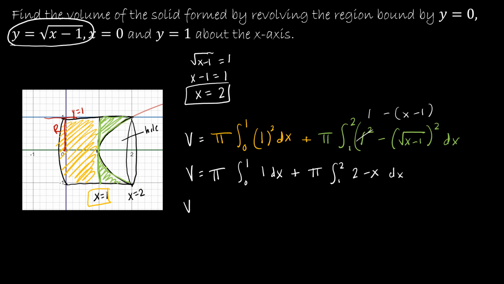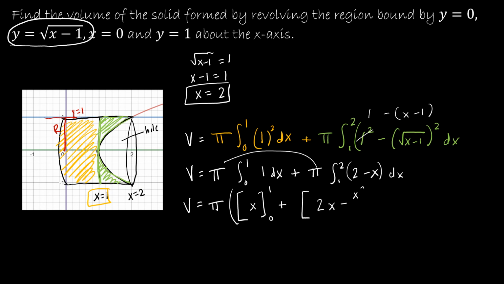And so continuing, I'll have pi, and I'm just going to take the pi outside for the entire thing, so I'm going to bring both of those pi's to the outside. If I integrate 1 dx, I just get x, and that's from 0 to 1. And then if I integrate 2 minus x, I'm going to end up with 2x minus x squared over 2, and that's from 1 to 2. And again, the whole thing is going to be multiplied by pi.